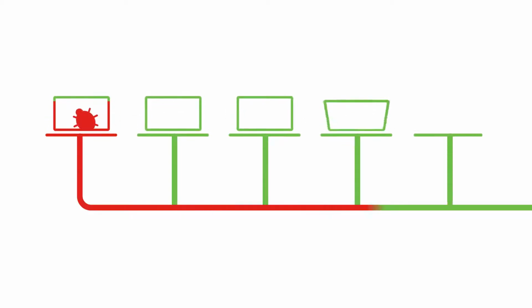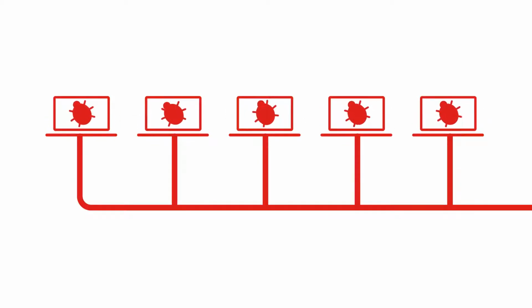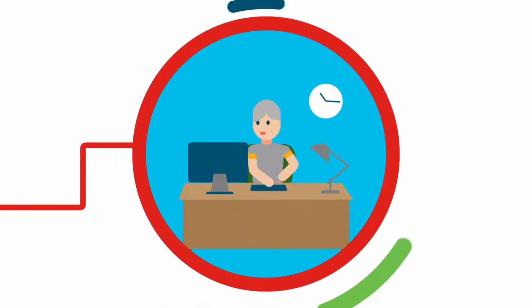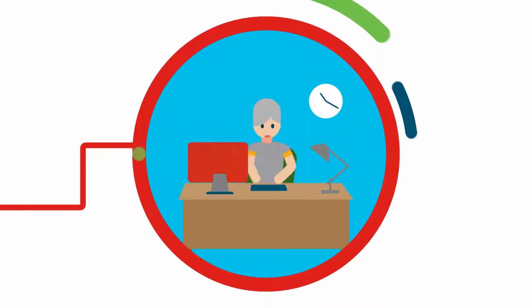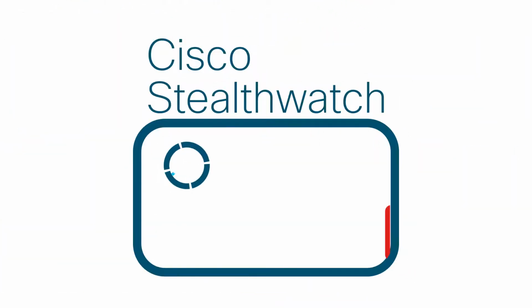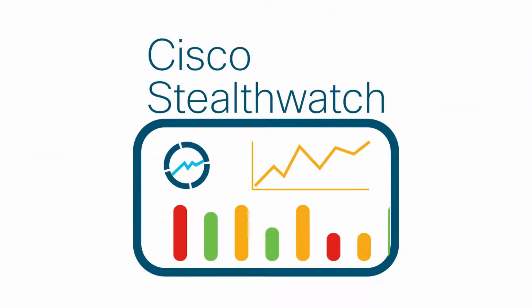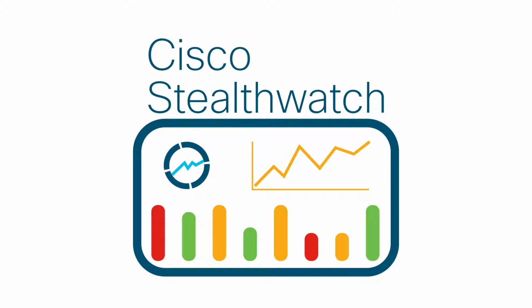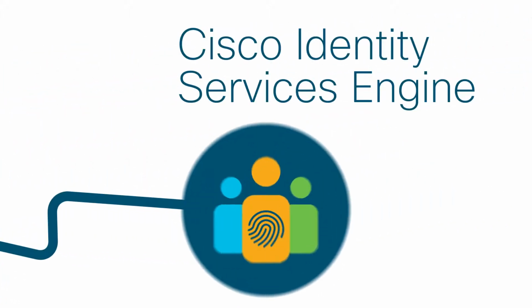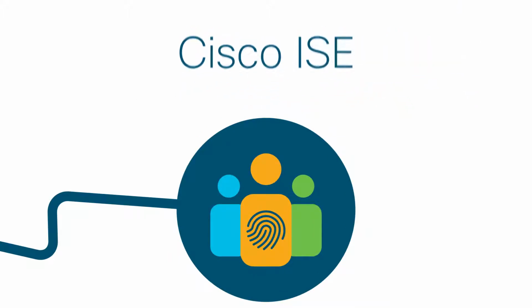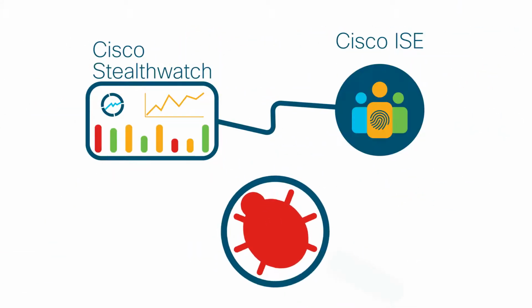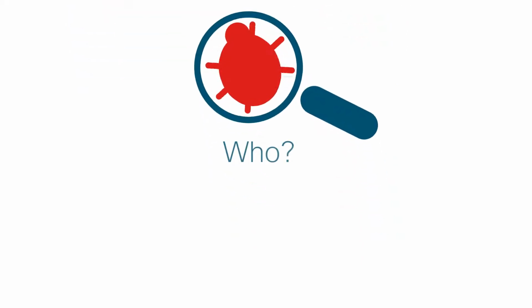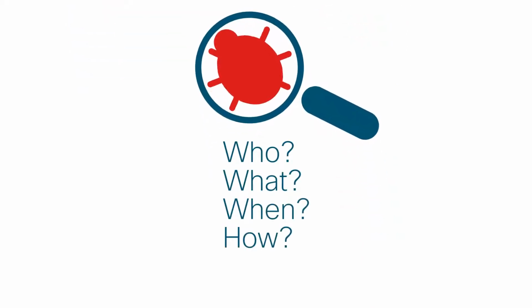Today's evolving threats spread quickly to cause tremendous damage to the organization. Defenders need to know as soon as something hits the wire and should be able to take appropriate action. Cisco Stealthwatch provides real-time threat detection by applying security analytics to the telemetry from every part of the network. It is also integrated with the Cisco Identity Services Engine, or ISE, to get a 360-degree view of the who, what, when, and how of the threat.